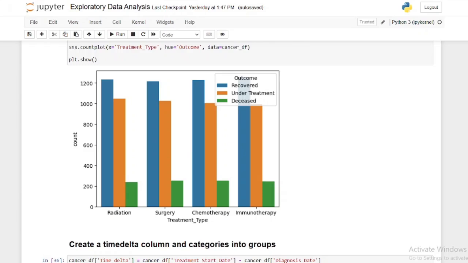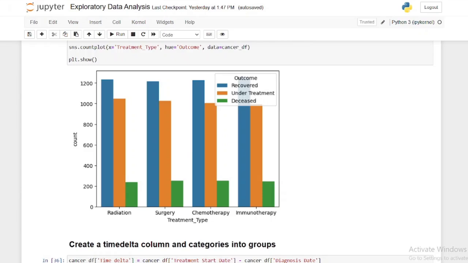And what is a time data column? Time data are differences between 2 date values. So for example, what's the difference between today and the last 2 days? Is 2 days, right? So we want to get what is the time difference, what is the time spacing between when a patient was diagnosed of having cancer and when the patient started treatment. So we want to get the time data, and the easiest way to do that is to subtract dates.